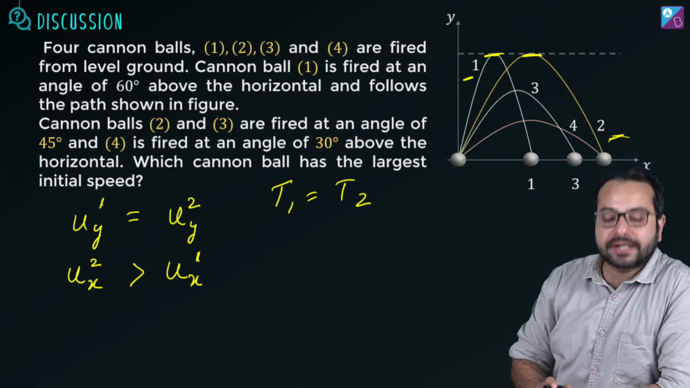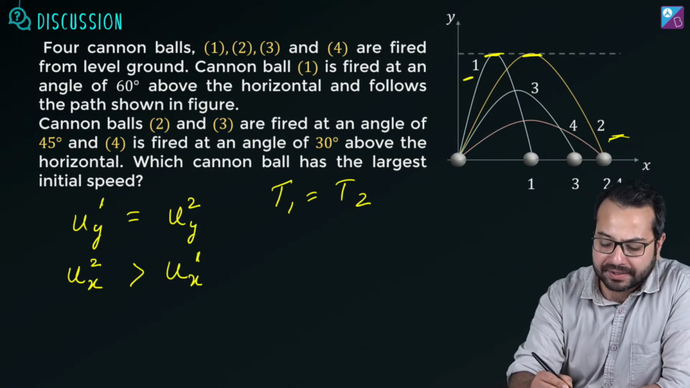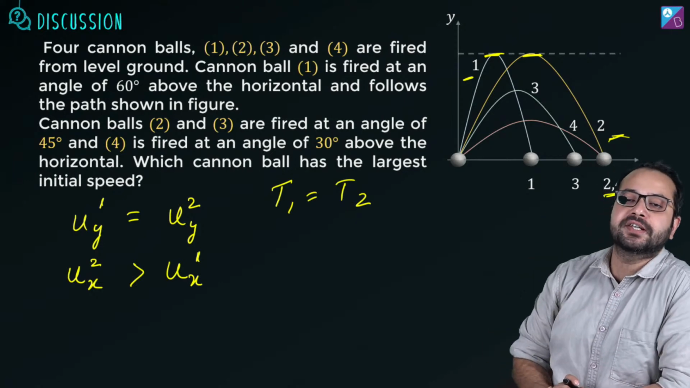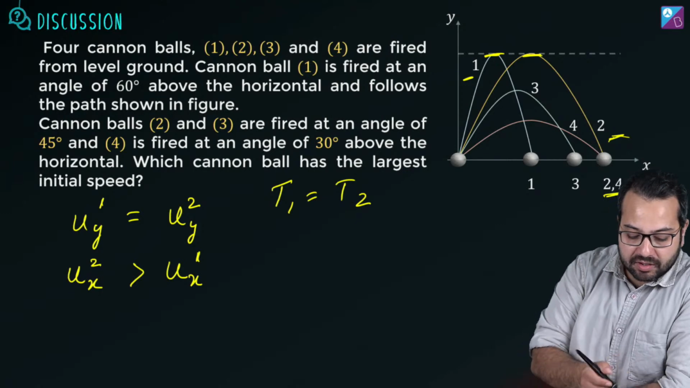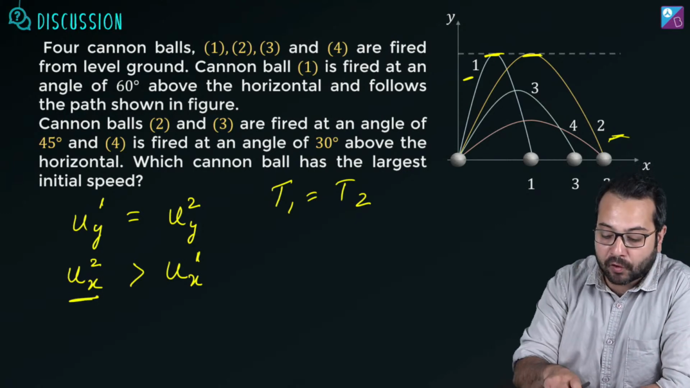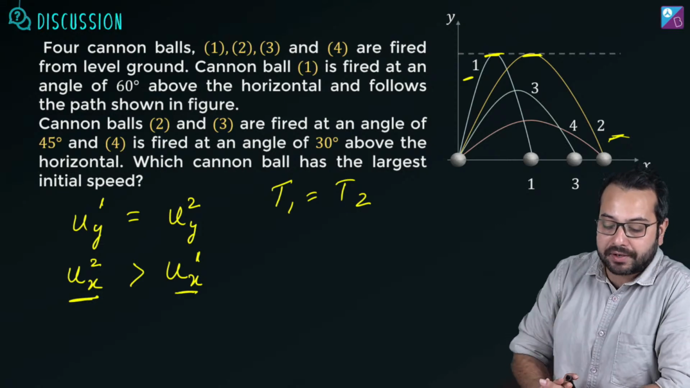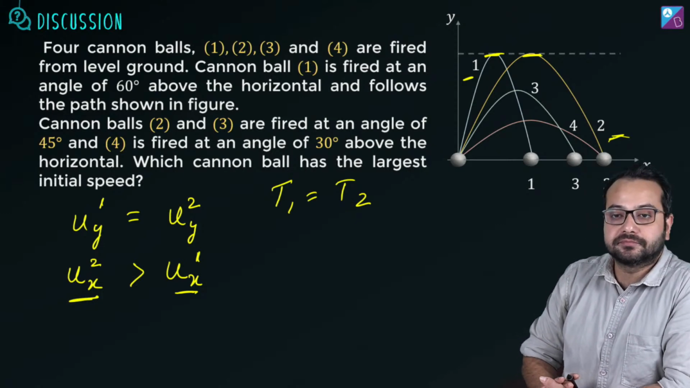Now for 1 and 2 the time of flight is what? The time of flight is the same. Is that correct? For 1 and 2 the time of flight is the same because the vertical component of the velocity is the same. Okay. Now in this case what is happening? The x component of velocity for 2 is going to be greater than the x component of velocity for 1. Is that correct? ठीक है, am I correct?